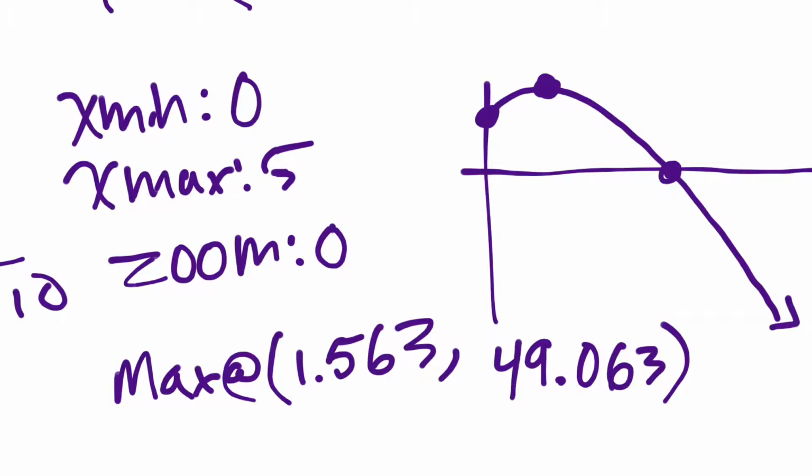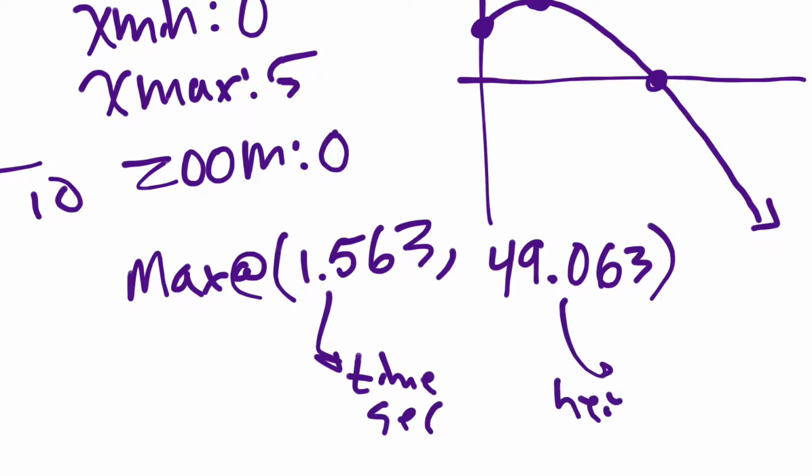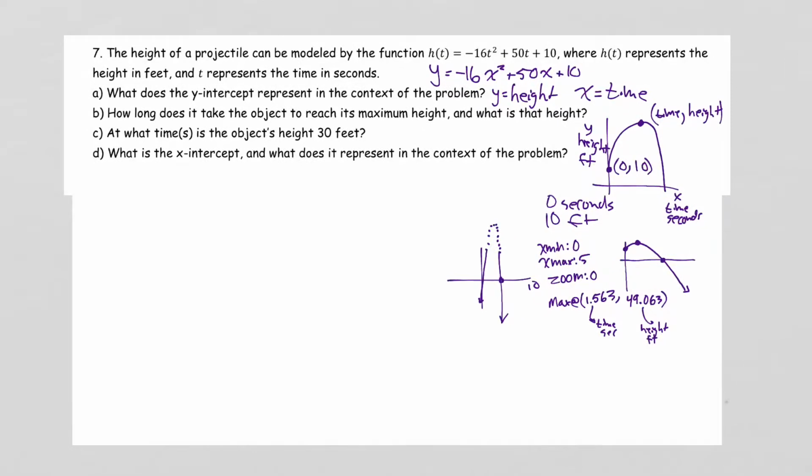1.563, y value 49.063. So remember, this is the time in seconds, and this is the height in feet corresponding to that maximum. So it takes 1.563 seconds to reach its maximum height, and its maximum height is 49.063 feet. So let's move forward. Next question.